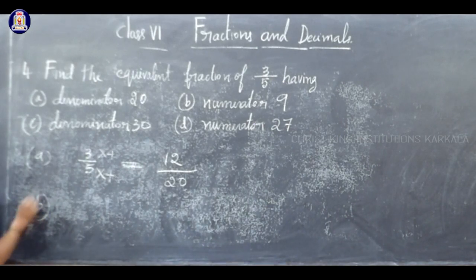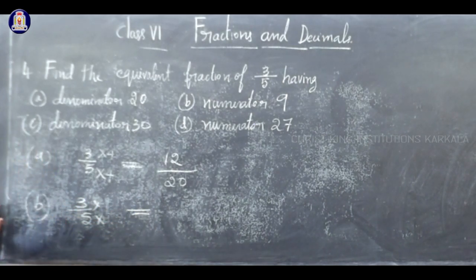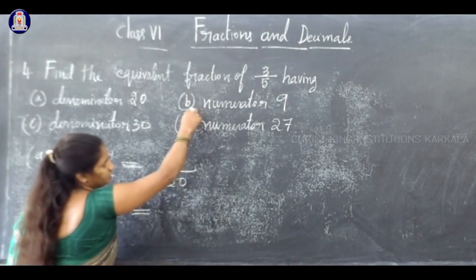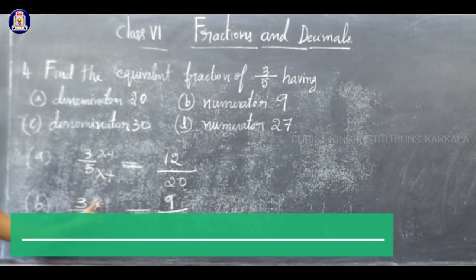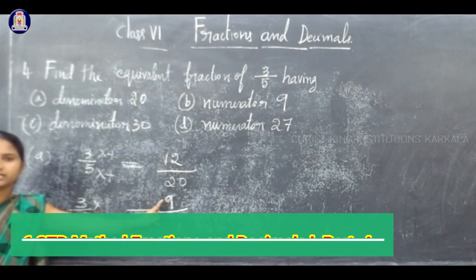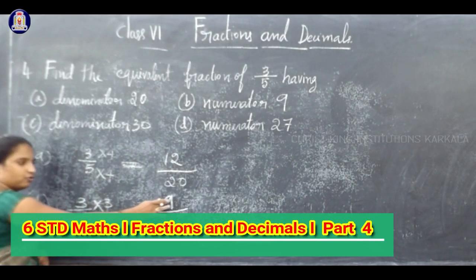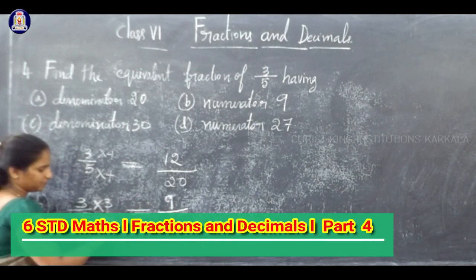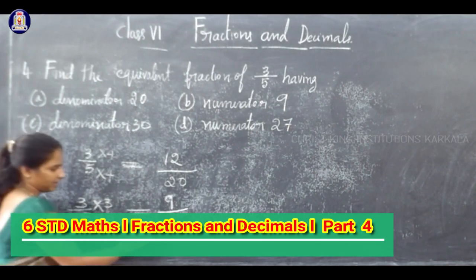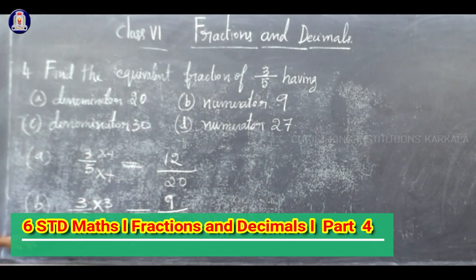The second one is equivalent fractions for 3 by 5, having numerator 9. So write 9 in the numerator. For 3, how much do you have to multiply to get the numerator 9? You know that 3 3s are 9. So now write 3 into 3 is 9. Same number multiply to the denominator. So we get 5 3s are 15. So what is the answer? 9 by 15. So this is the second answer.